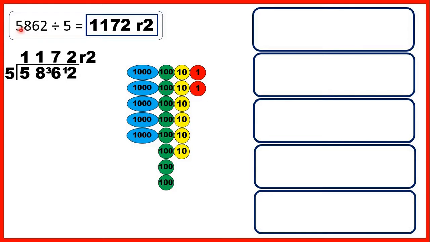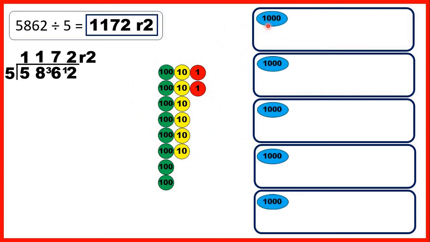We had 5,862, so that's 5,000, 8 hundreds, 6 tens, and 2 ones. We were dividing by 5, so we can share these place value counters out into 5 groups. We can share out all of our thousands to make 1,000 in each group, so that's why we have 1 as the thousands digit of our answer.